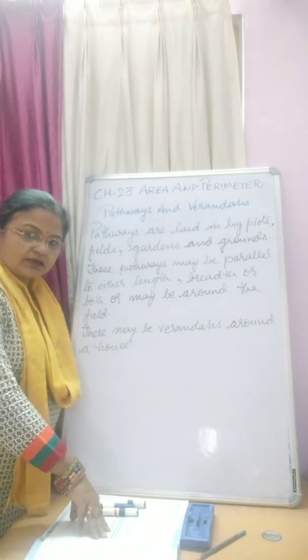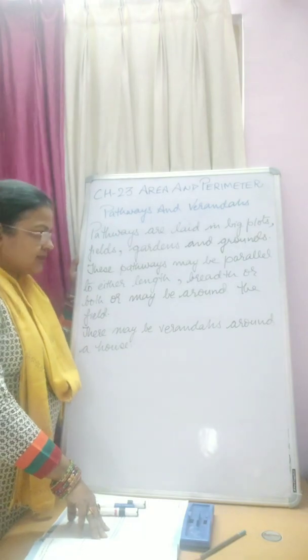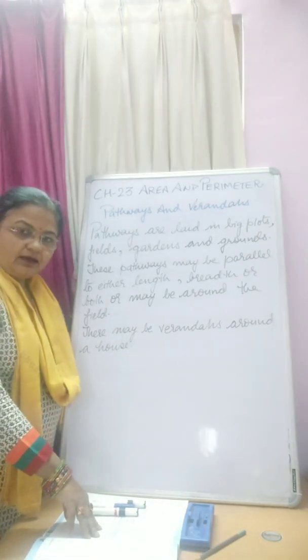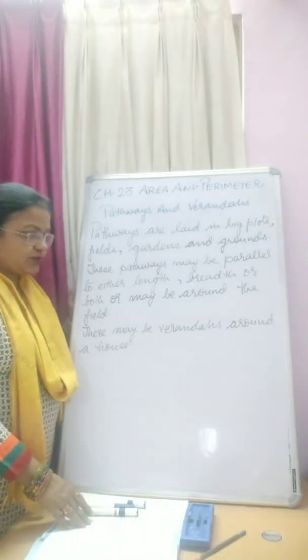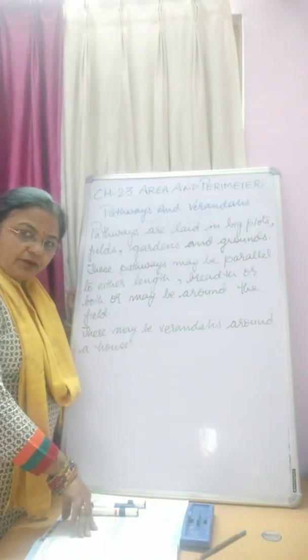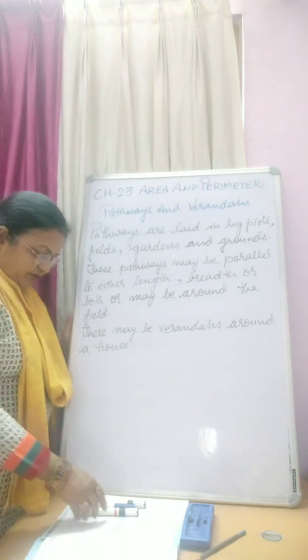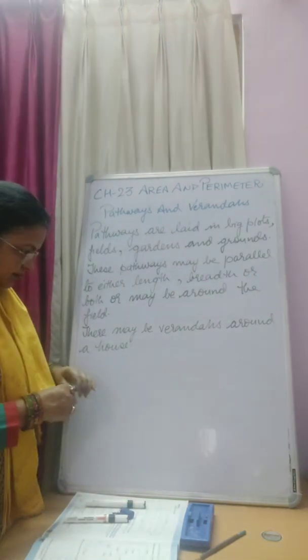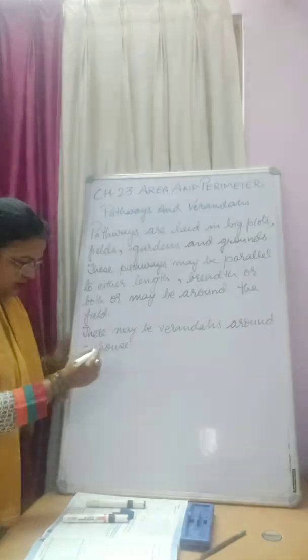and verandahs. Pathways are laid in big plots, gardens, fields and grounds. These pathways may be parallel to either length, breadth or both, or maybe around the field. There may be verandahs around a house.